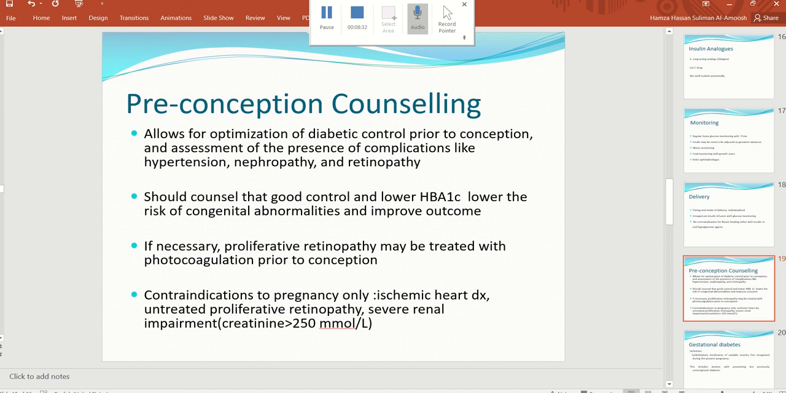Now, ideally, all diabetic mothers should have preconception counseling. The idea of that is to enter the pregnancy with optimum diabetic control, because all the complications are less if the glucose is well controlled. Also, if the patient has any complication of diabetes like hypertension, nephropathy, retinopathy, it should be controlled before we start pregnancy.